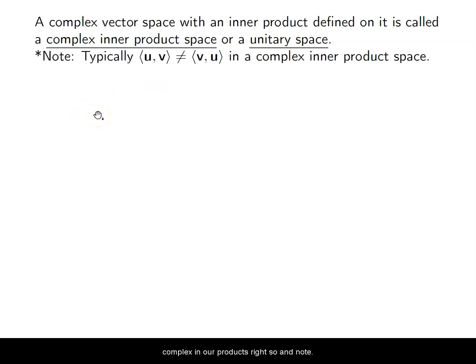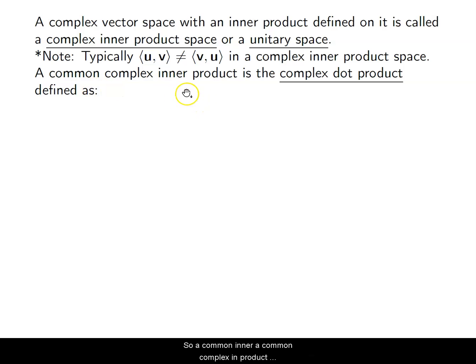So a note: typically uv does not equal vu in a complex inner product space. Remember, for a standard real inner product space, the first definition is that we can reverse the order. In a complex inner product, you have to switch it and take the conjugate of the entire thing. It is generally not true that uv is the same as the inner product vu. So you have to watch out for that. That's the only difference from the first one. It does not generally hold true. Sometimes it does, in special cases, but not typically.